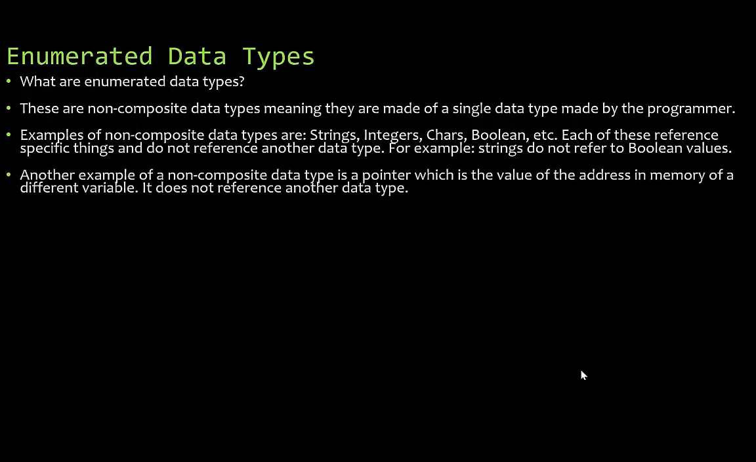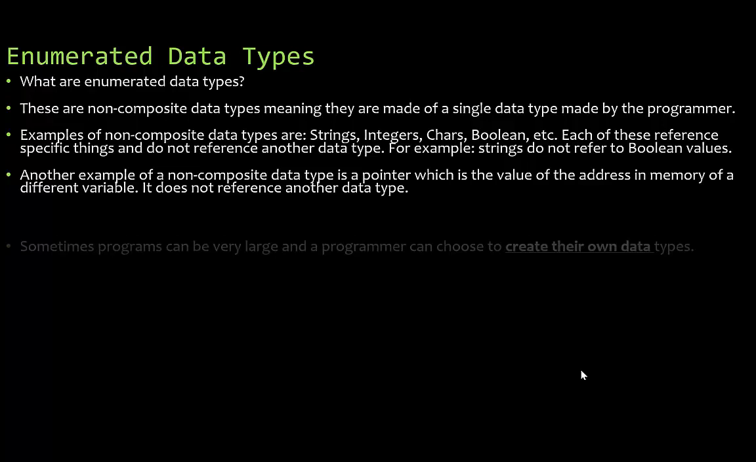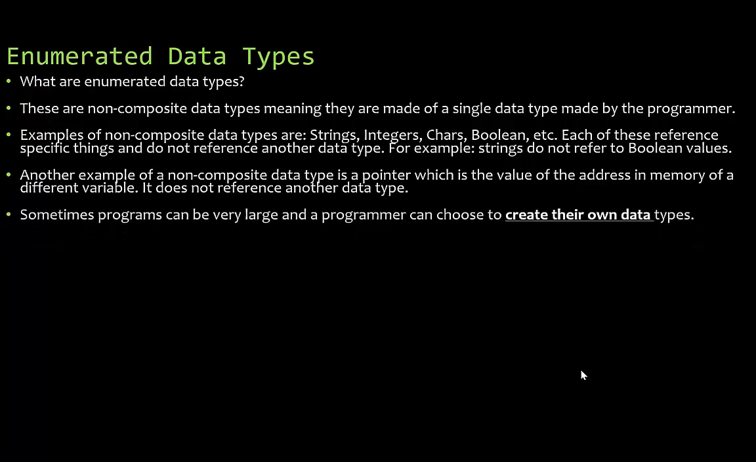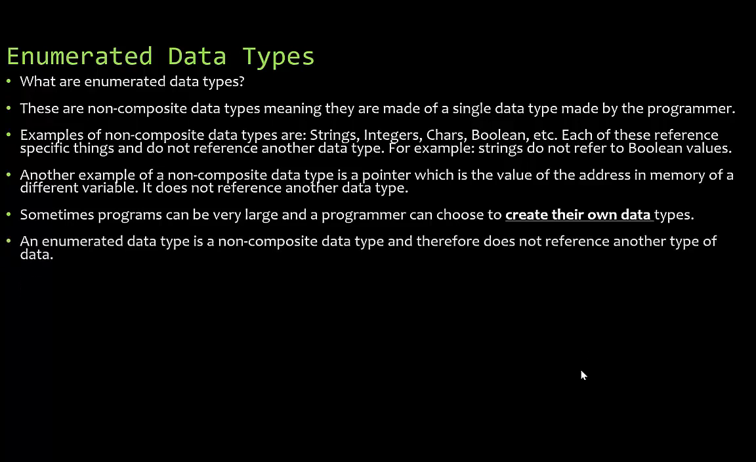Another example of a non-composite data type is a pointer, which is the value of the address in memory of a different variable. It does not reference another data type. Now, sometimes programs can be very large, and a programmer can choose to create their own data types. An enumerated data type is a non-composite data type and therefore does not reference another type of data. So enumerated data type is non-composite.